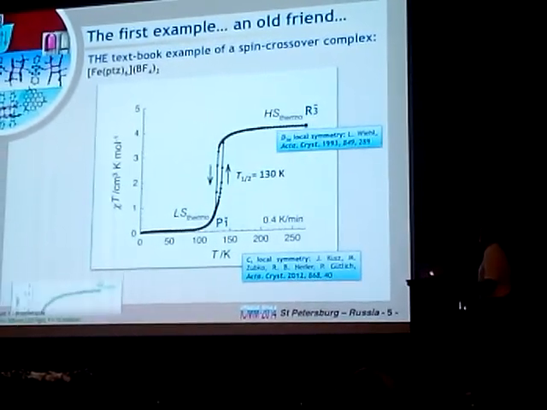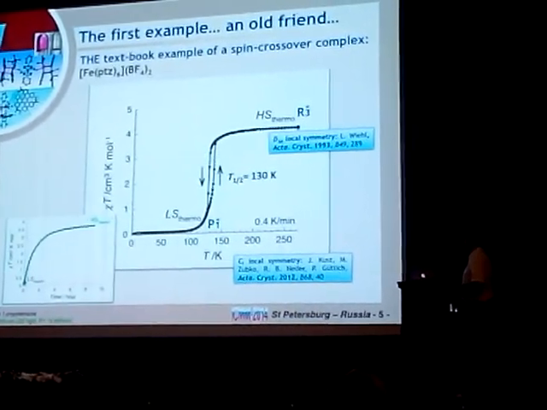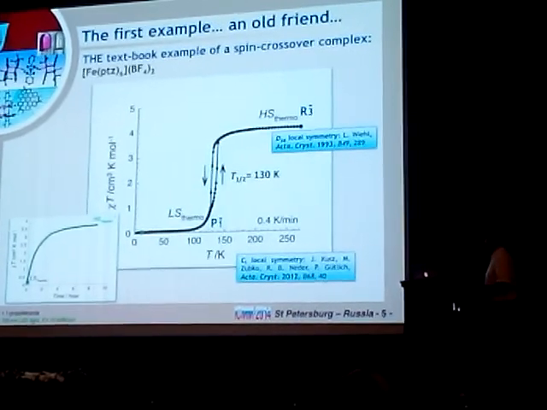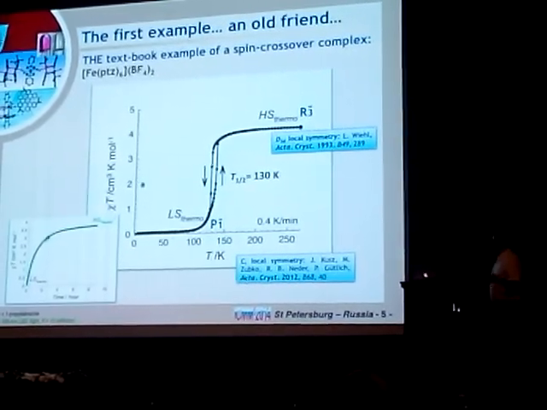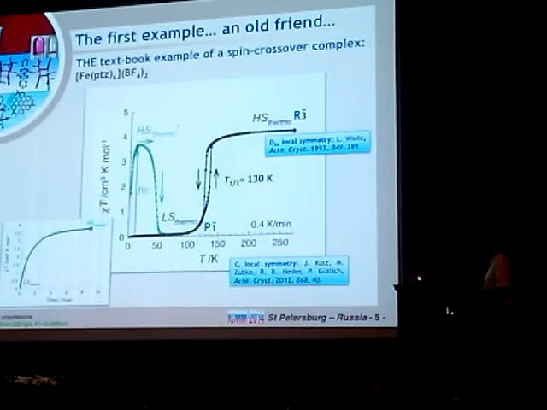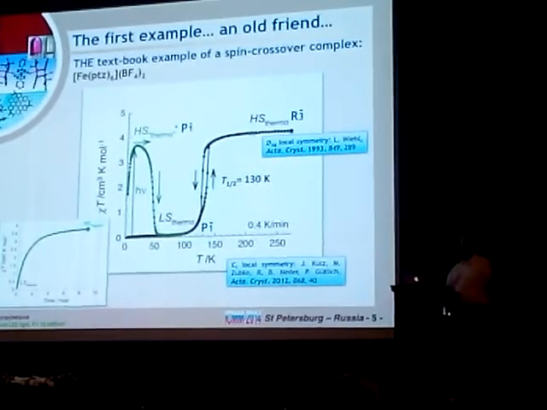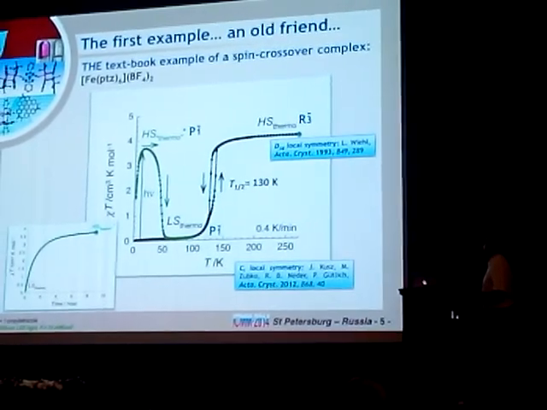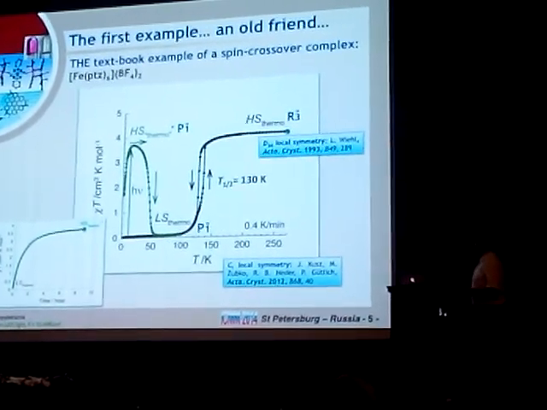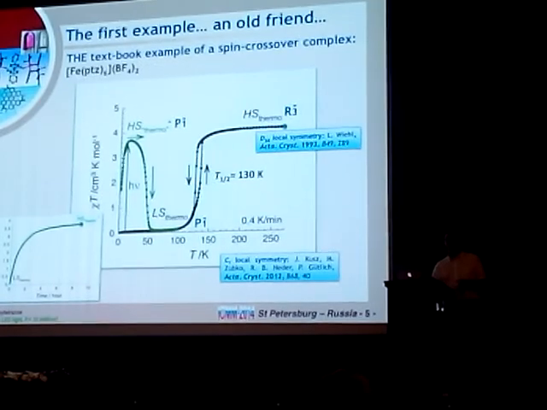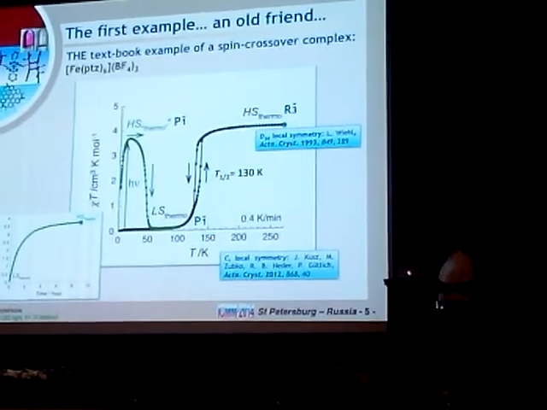So that's nice, but what happens when you shine light on this compound? Actually, as I said, you create the paramagnetic state, and this paramagnetic state relaxes at about 50K, as published. There's no problem about that. Then people have shown that this photo-induced phase is also triclinic.